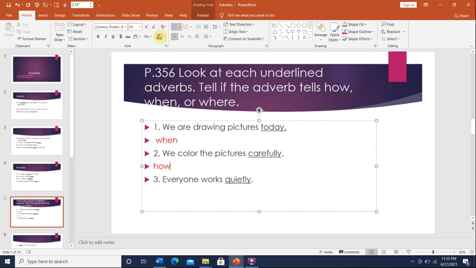Number 3, everyone works quietly. Everyone works quietly. The word quietly is the adverb. Does it tell you how, when, or where? Quietly tells you how they work. They work quietly. Okay?